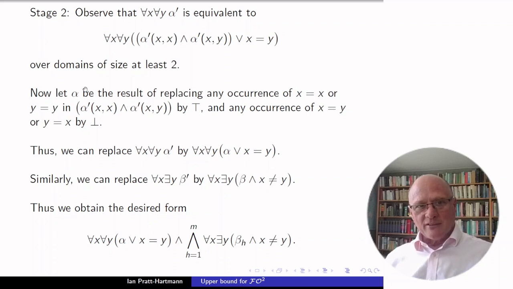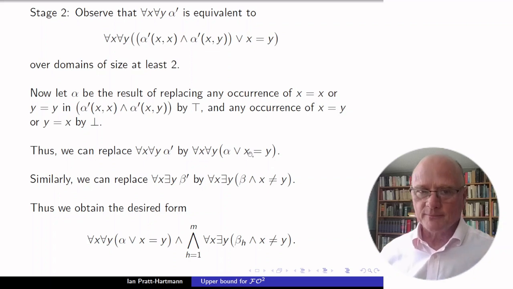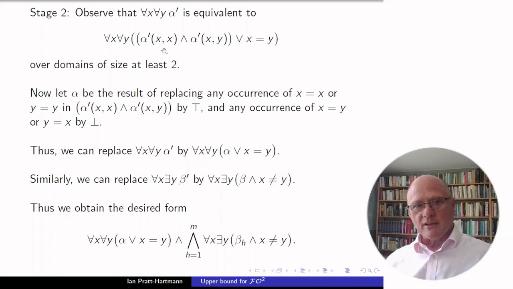So if we define alpha in that way, then we see that over domains of size 2, for all x, for all y, alpha prime is logically equivalent to for all x, for all y, alpha or x equals y. So if alpha prime had some equality symbols, we've got rid of them and moved them out just to this disjunct here. And that's valid for domains of size at least 2.